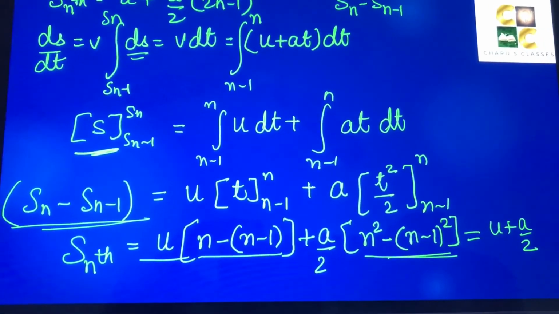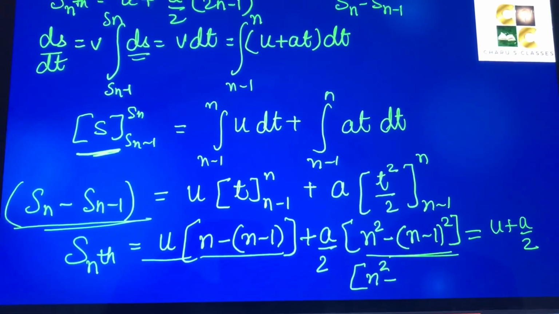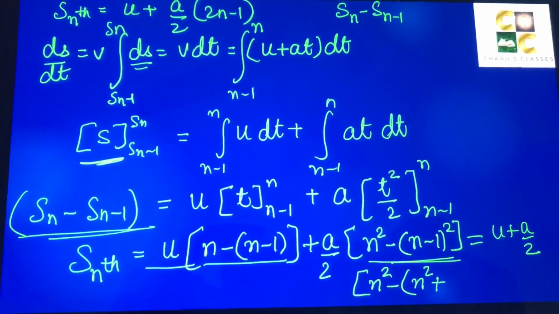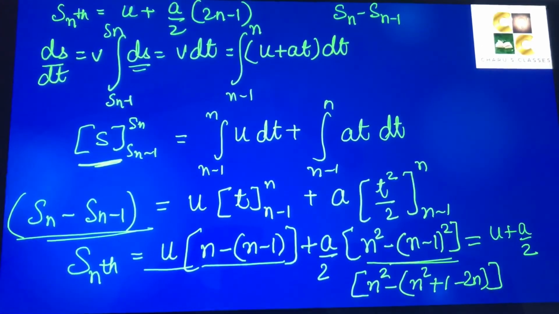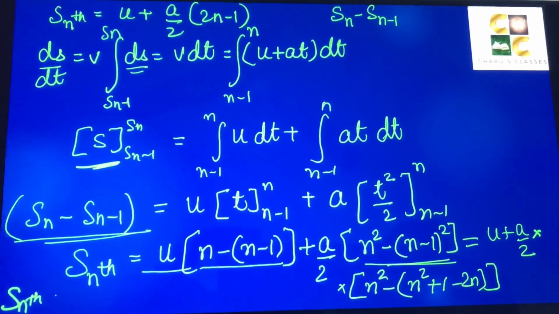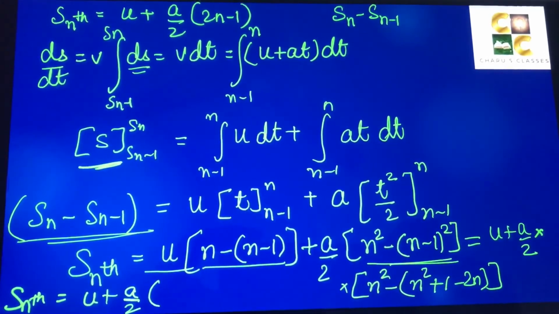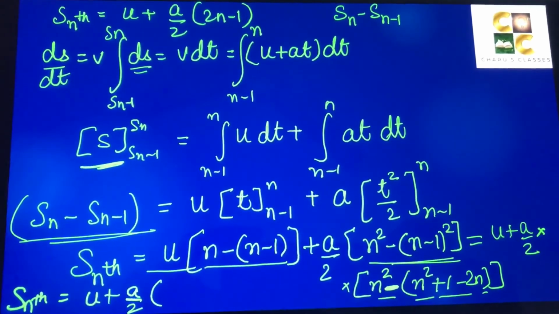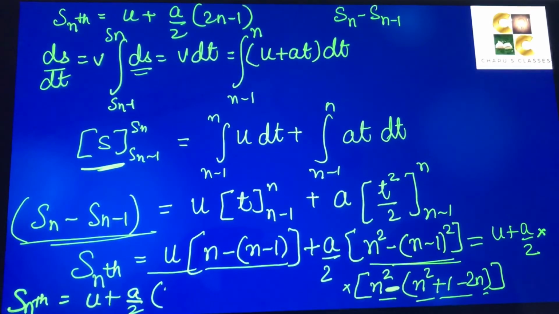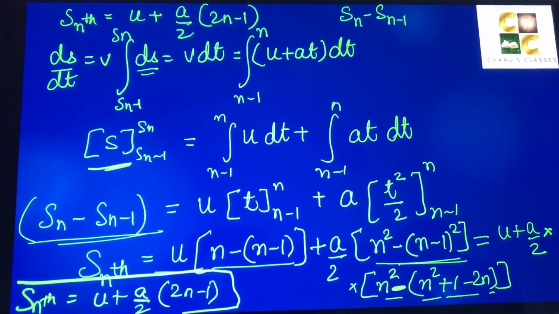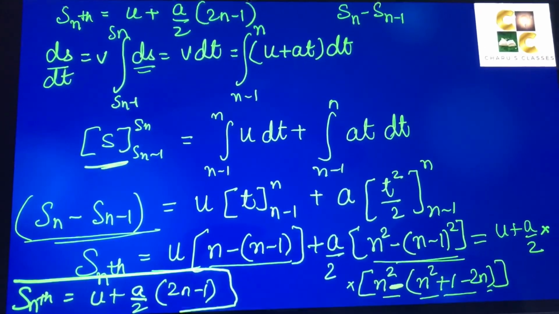Let's solve this portion. So this we will have n square using a minus b whole square formula, a square plus b square minus 2ab. So after this is there. So Sn can be written as u plus a by 2. Solving this all the signs will change because there is a minus sign before the brackets. N square and n square will cancel and we will be left with 2n minus 1. This is the derivation of the fourth equation of motion.